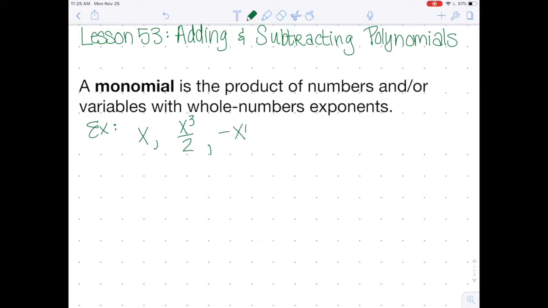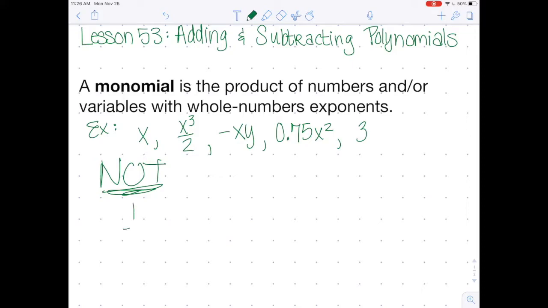Negative xy, 0.75 times x squared, or even just 3. So the way I think about it is it looks like one term and all the exponents are positive. Okay? Things that are not monomials.